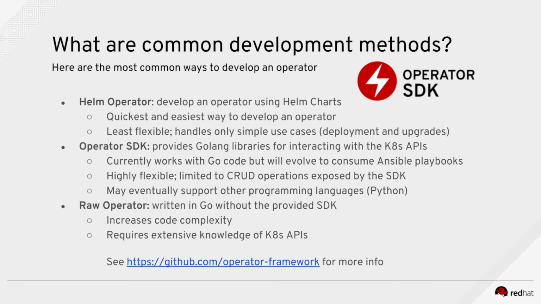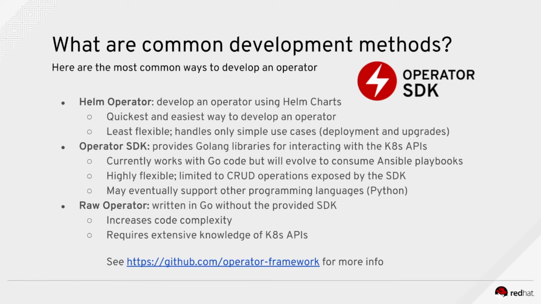Moving on to the operator SDK, this provides basically a set of low-level Go libraries that tie into the Kubernetes APIs. Currently, these libraries are only available for Go, but may eventually be ported to other languages as well, possibly Python. It currently only consumes Go code, but in the future will evolve to consume Ansible playbooks in the same method that the Helm app operator consumes Helm charts. This is a highly flexible means of developing an operator. It does require some knowledge of Go, but it does expose some low-level CRUD operations, create, read, update, delete, that can be consumed by the SDK, in addition to listing and querying options to be able to query resources in the Kubernetes API.